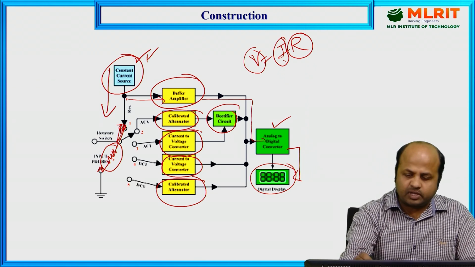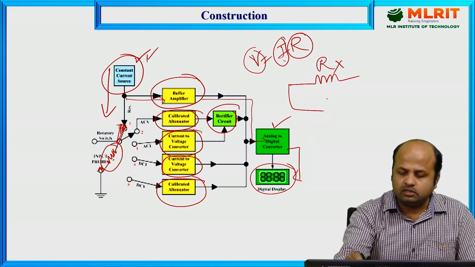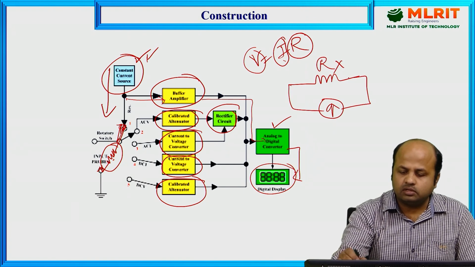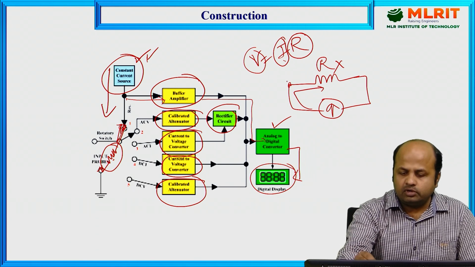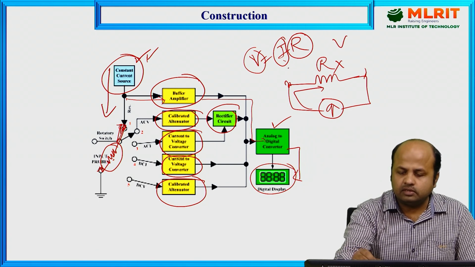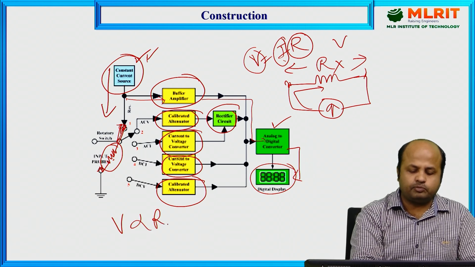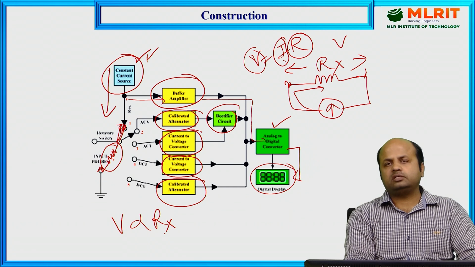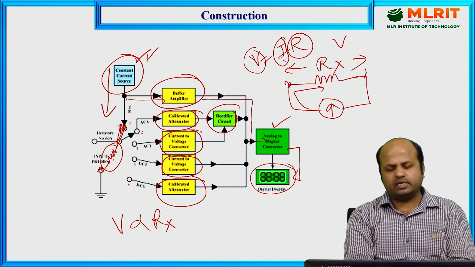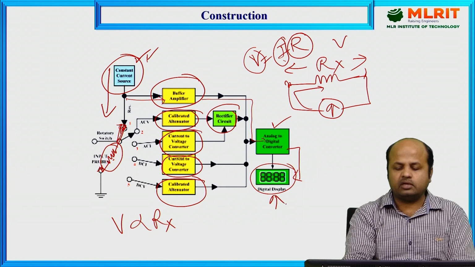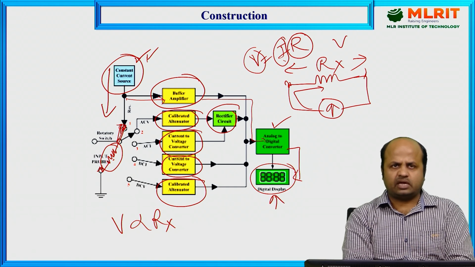So what is happening? There is an unknown resistance and a constant current source. When this constant current is passed, a voltage is generated across it, and this voltage is directly proportional to the unknown resistance. So the resistance value is directly calibrated in terms of voltage, and this voltage is displayed here in terms of some numeric value. So in this way resistance is measured.